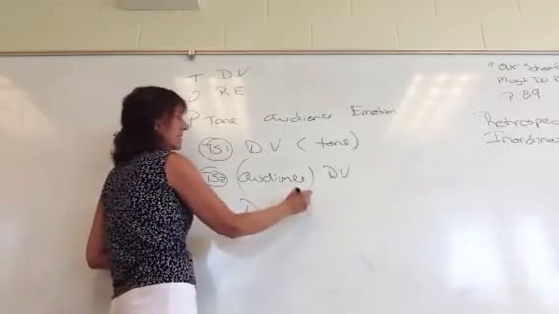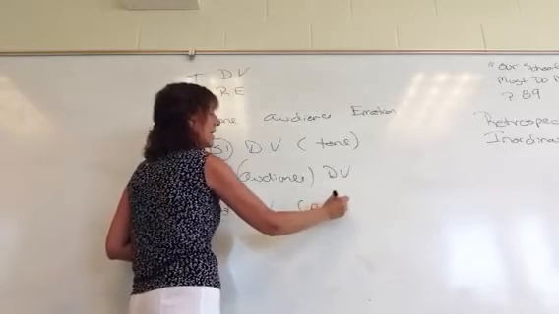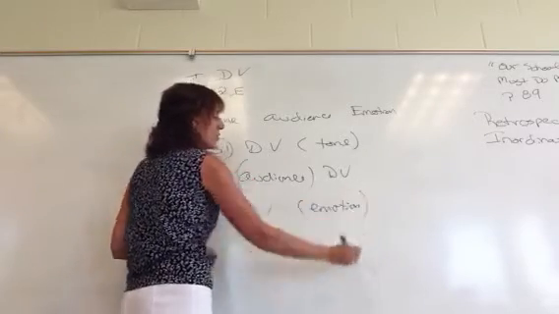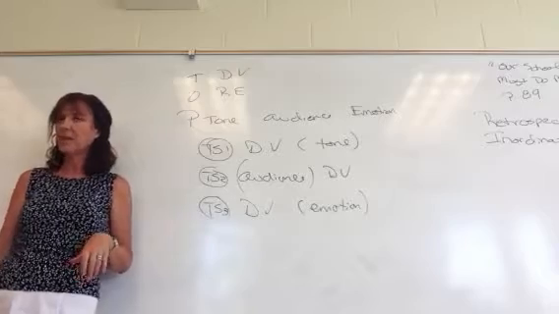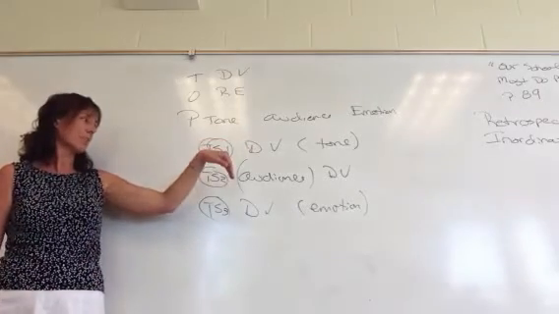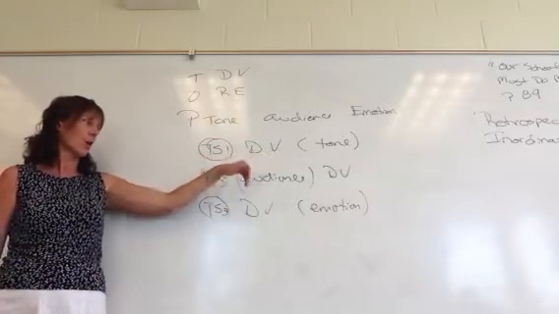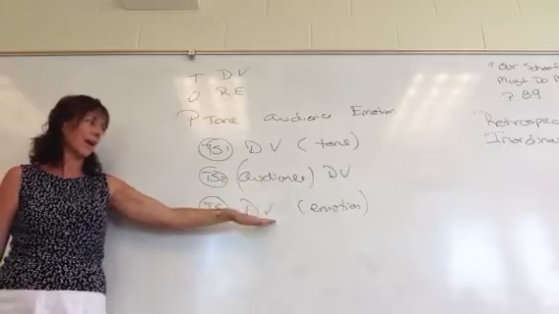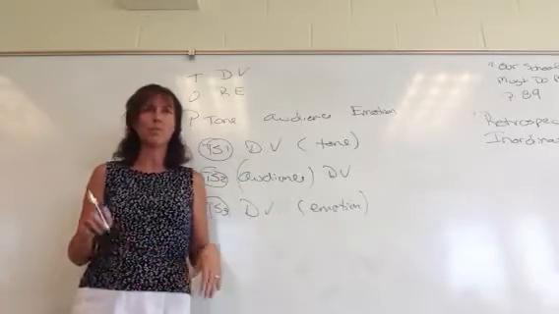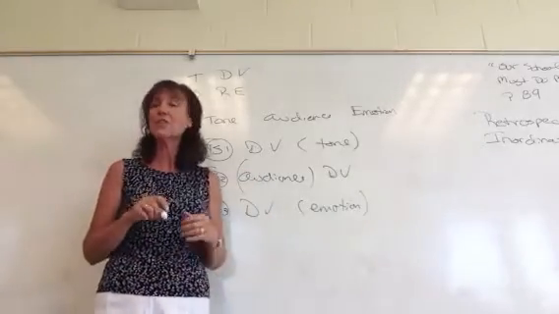She's still talking about domestic violence, but in this last one, she's going to be talking about the emotion that's going to be elicited, okay? So she's going to go domestic violence, first body paragraph with tone, then with audience, second body paragraph, and with emotions, third body paragraph. Now, here's the trick.